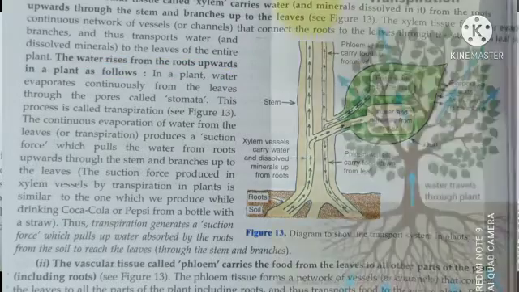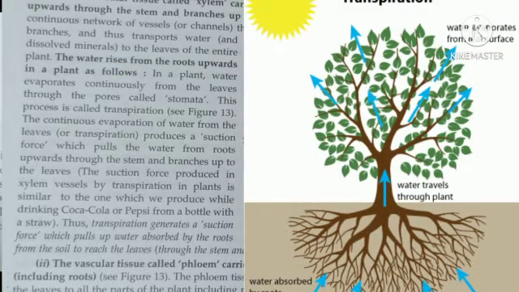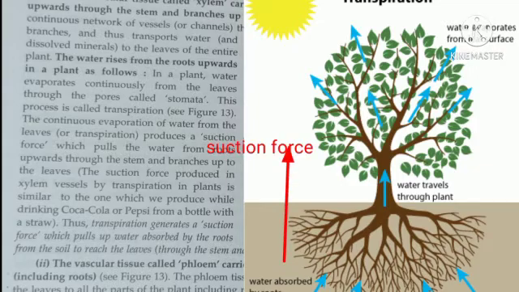Listen carefully. In a plant, water evaporates continuously from the leaves through the pores called stomata. This process is called transpiration. We all know, the continuous evaporation of water from the leaves, that is by the process of transpiration, produces a suction force which pulls the water from roots upward through the stem and branches up to the leaves.